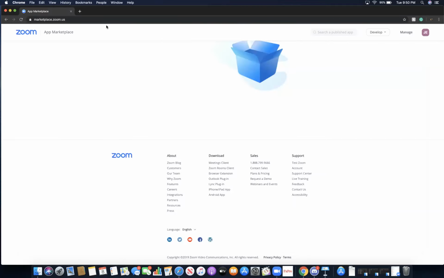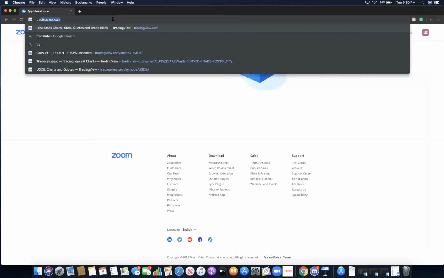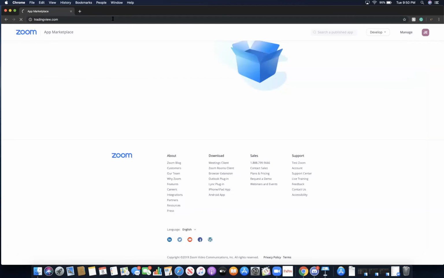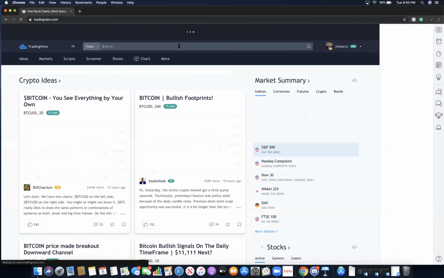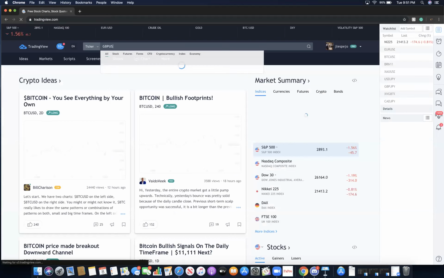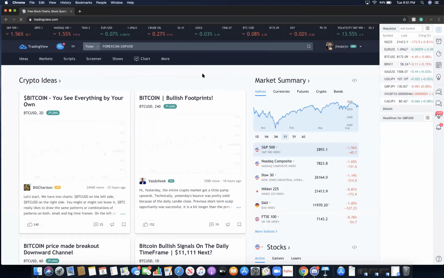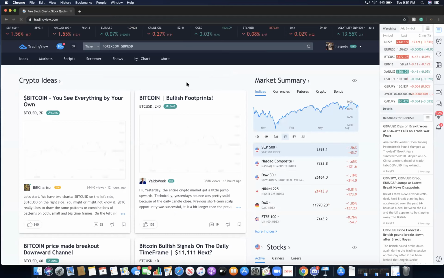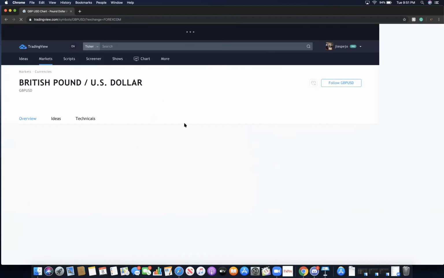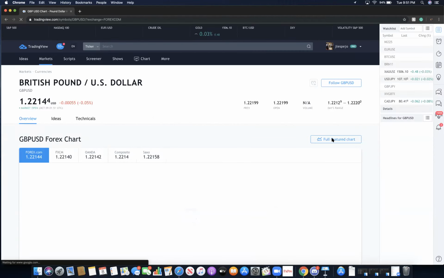So let's say we go onto the chart, and I'm going to pull up a chart here. GBP USD. Okay. Sorry guys, I don't expect it to be this slow right now.